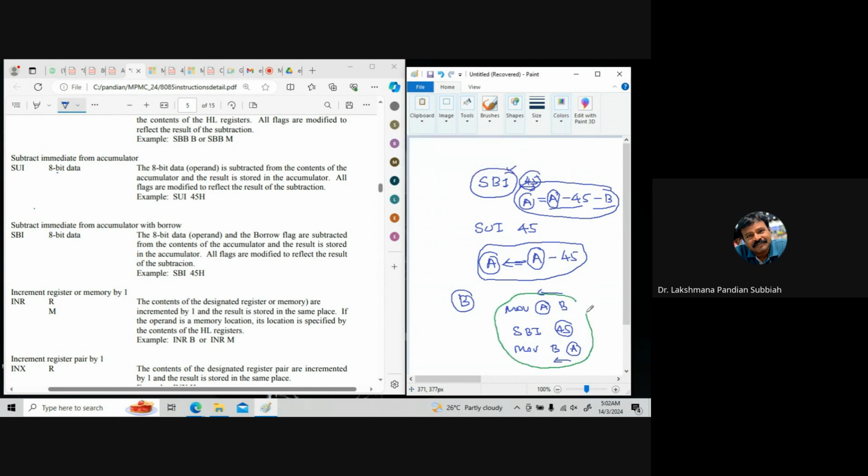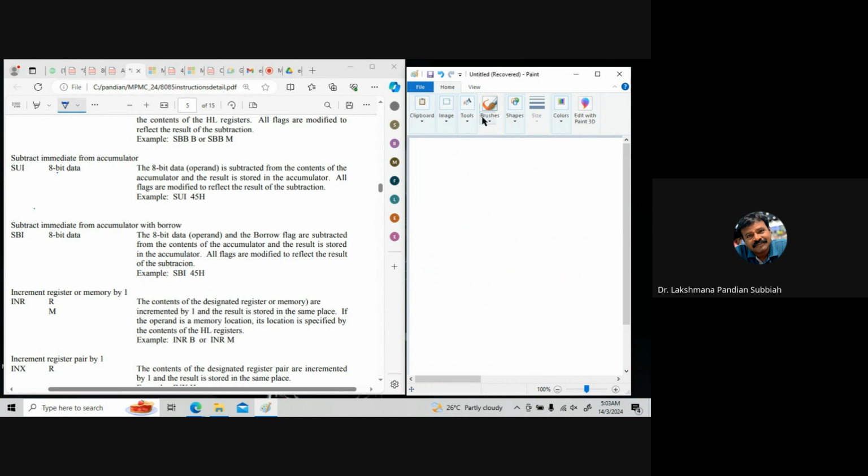Like in compiler design, how do you allocate registers? Here we have only limited registers: A, B, accumulator, C, D, H, L. The stack pointer and program counter are special purpose registers. Next we consider the next instruction, INR. INR is increment register. Now you take the cases.